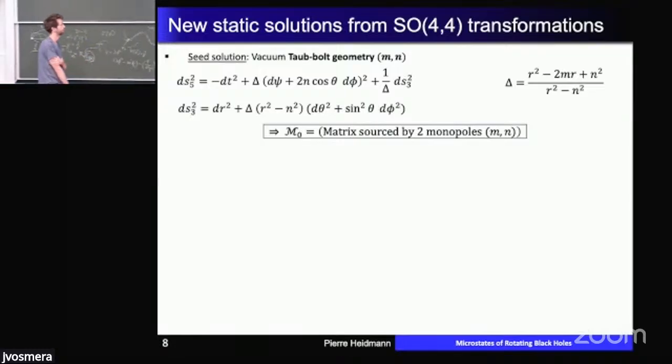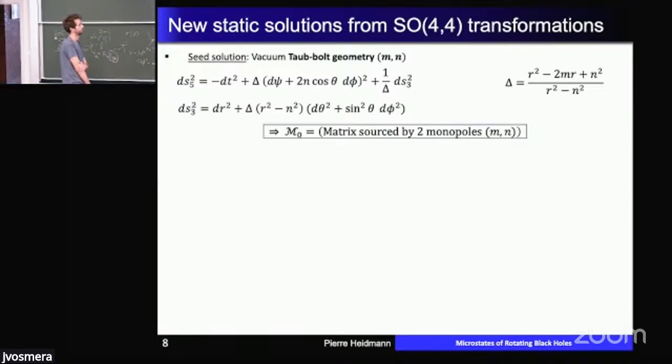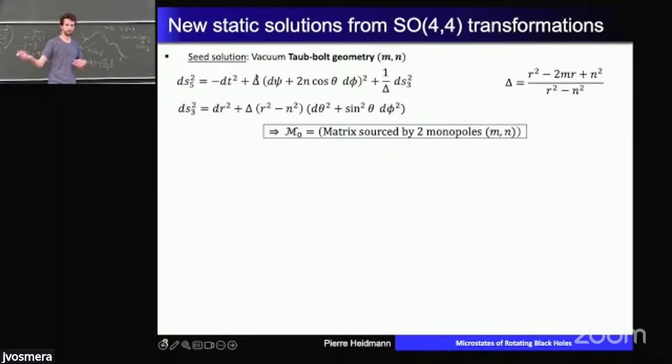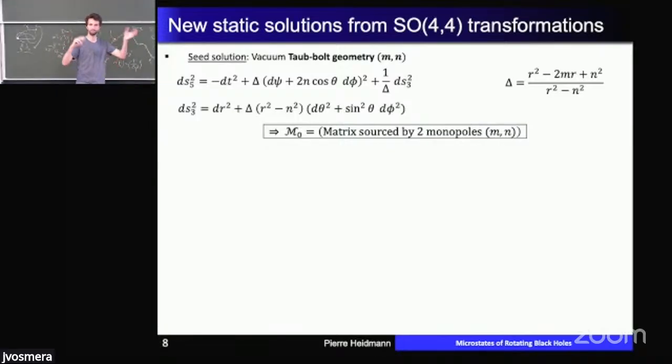But there's democracy between M and N. At the very end, when you really write M0, you see that every time M comes, N comes with the same functions around. So there are really two monopoles. Well, if you have a spin, it will be a dipole kind of.